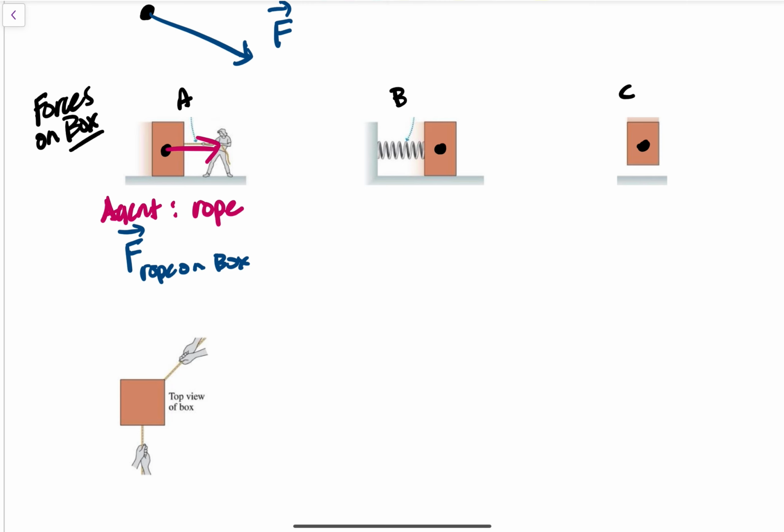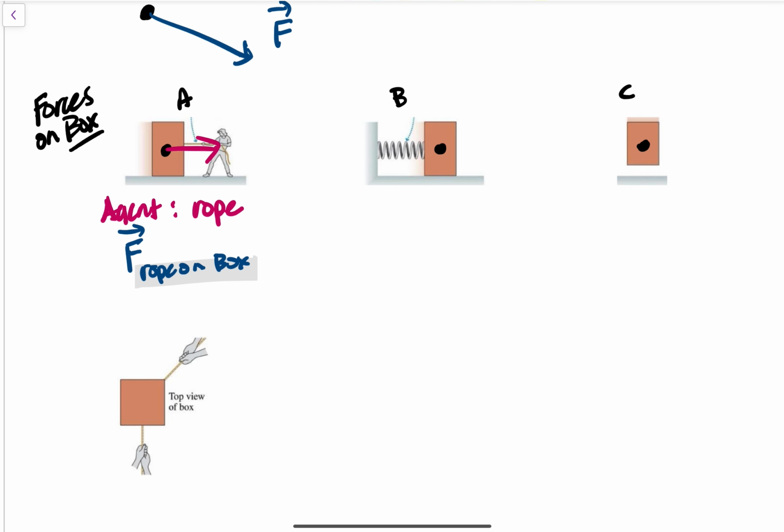So we won't always use this explicit long notation here, but just recognize that if you see the force of something on something, that's the agent on the object. It just helps us explicitly recognize what the agent is and what the object is. So for situation A, the object is the box, and the rope is the agent, the thing that is exerting the force on the box. If we look at situation B, again, the object is the box.